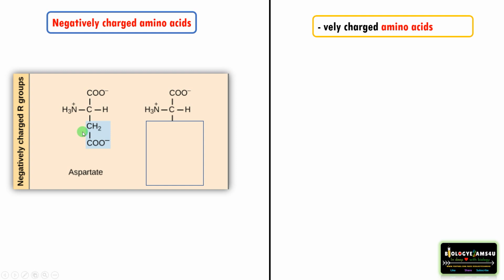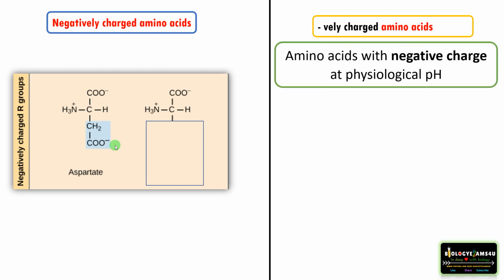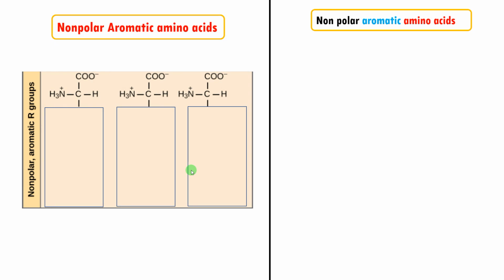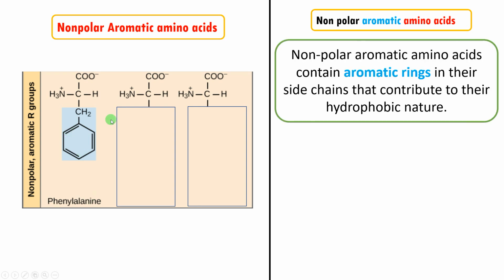It contains a carboxylate group, as you see here, that is negatively charged at physiological pH, and is involved in neurotransmission. Then the second one is glutamate or glutamic acid, similar to aspartate but with an additional methylene group, also negatively charged because of this carboxylate group, and also plays an important role in neurotransmission. And the final group is non-polar aromatic amino acids. So these amino acids, as you see here, contain aromatic rings in their side chains. These rings contribute to the hydrophobic nature of these amino acids.